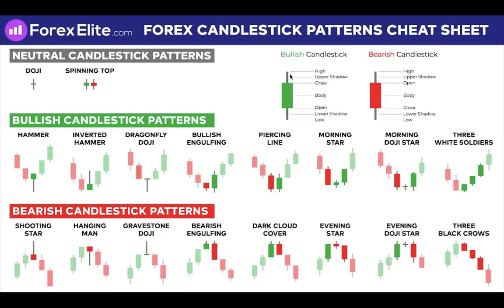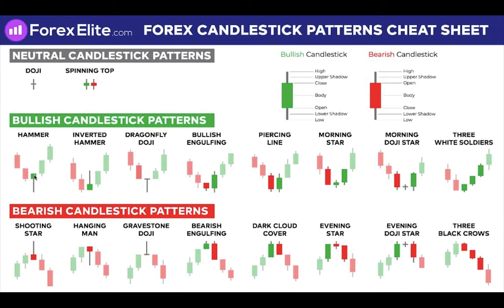So the wick and the body will tell you what is happening. You see, there are some that are very long and some that are very short. Like if you look at this one, it's a short body, but the wick is long. But this one, it is a long body, but the wick is short.